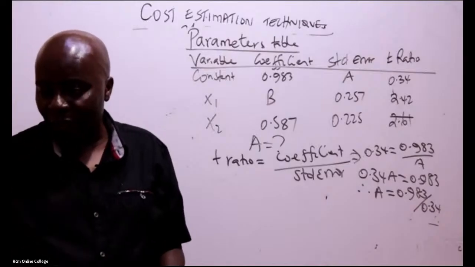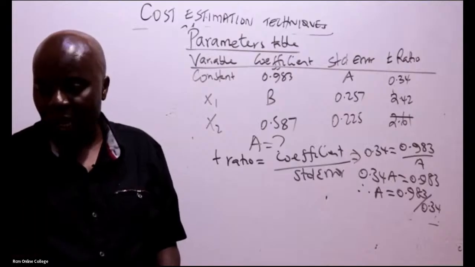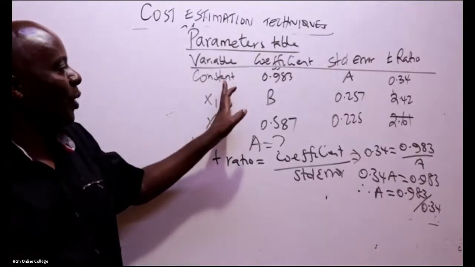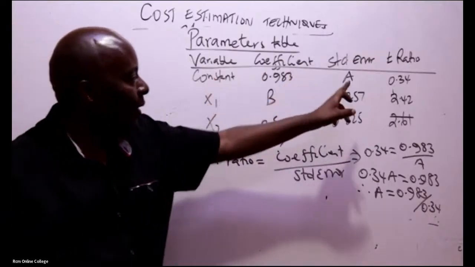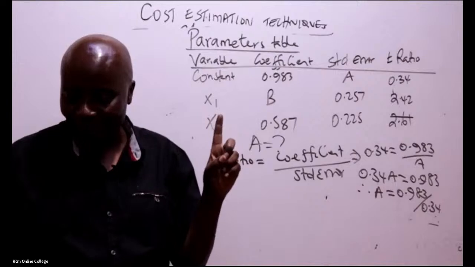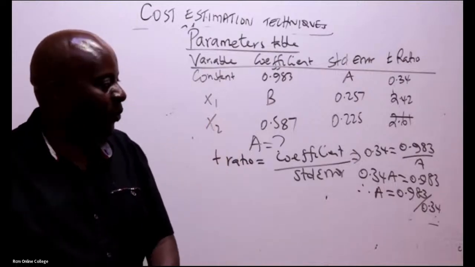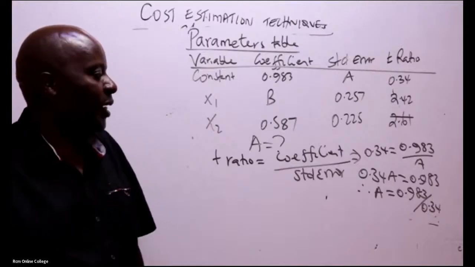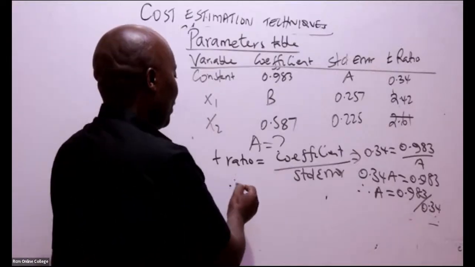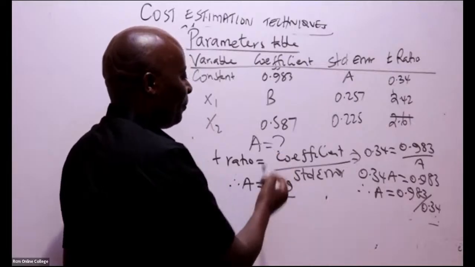Every independent variable shall have its own T ratio. Even the constant we have here has its own t-ratio. X1 has its own t-ratio. X2 has its own t-ratio. That's a very good question. So they are telling me that A is 2.89. Therefore, A is 2.89.